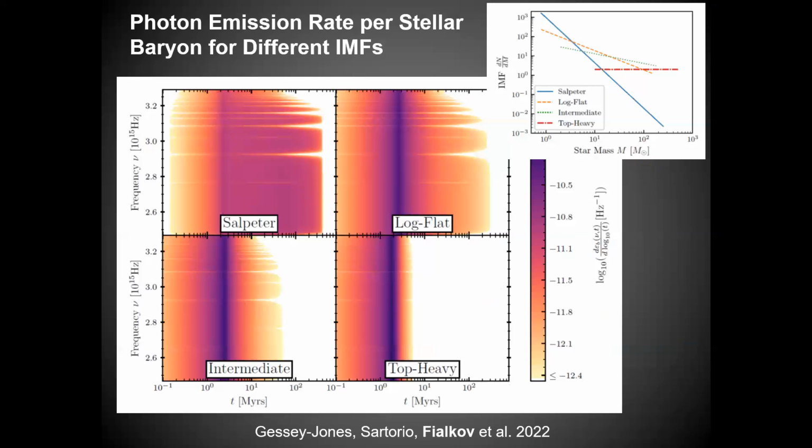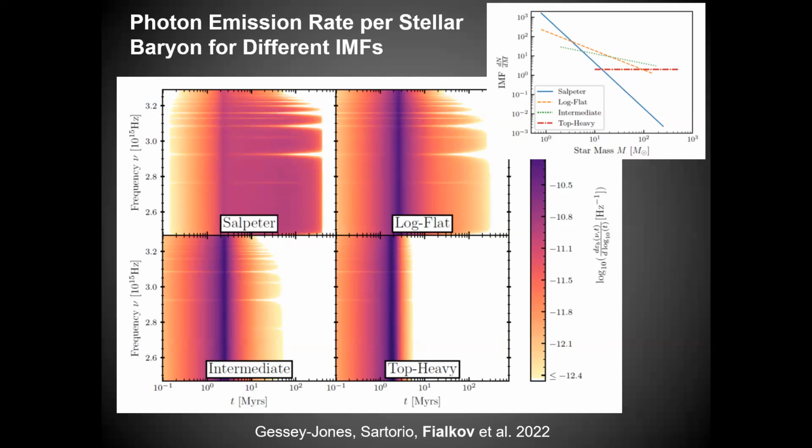And then Thomas looked at different, we call them initial mass functions. So this distribution of stellar mass. So just a probability distribution of masses, how much mass there is at every point as opposed to stellar mass.